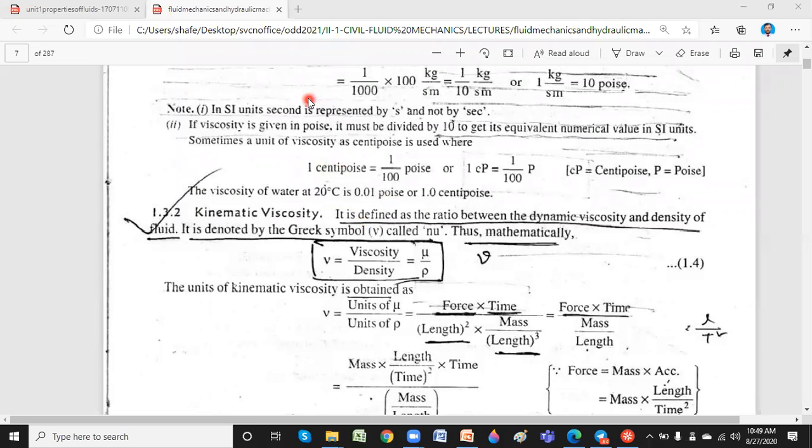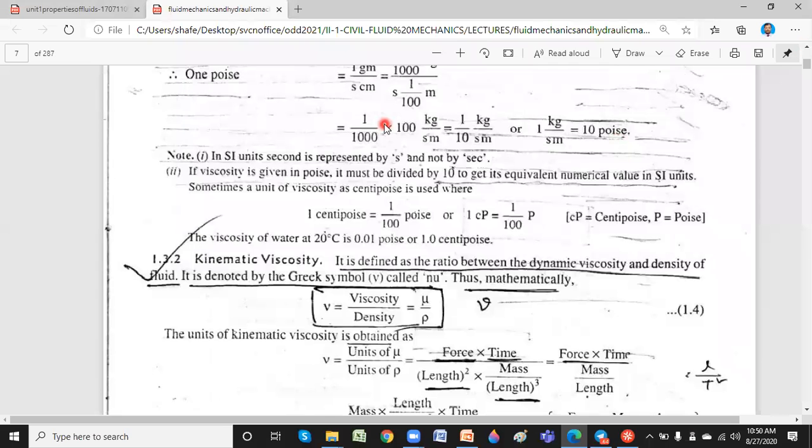And dynamic viscosity we have learned, that is the units are poise. Poise is the MKS unit. I have not given what is a poise. So poise normally is given as an MKS unit, which is nothing but 1 kg per meter second. Okay, so we'll see once the problems are discussed, I'll tell you that.